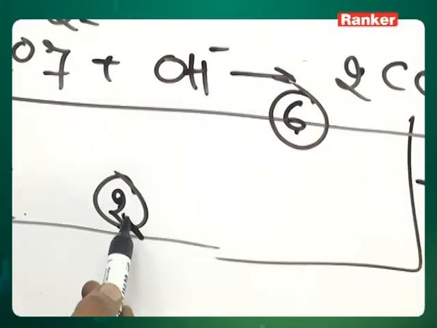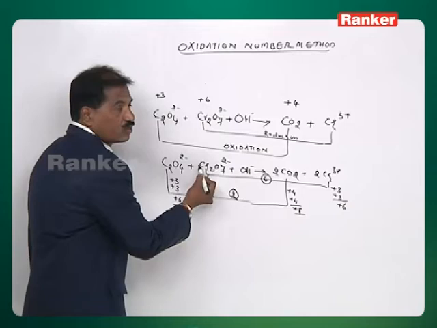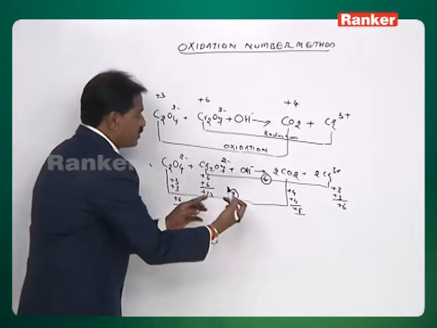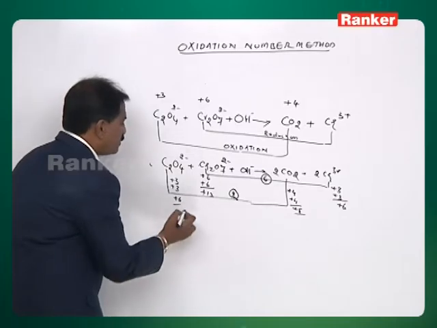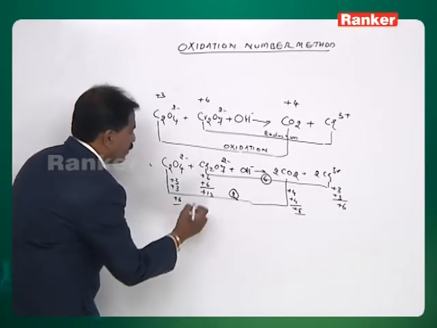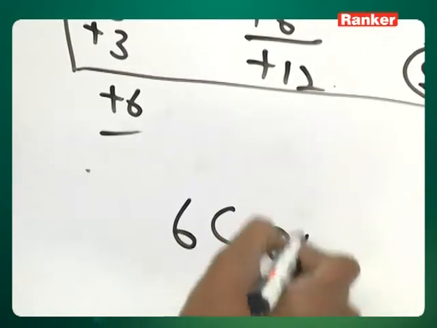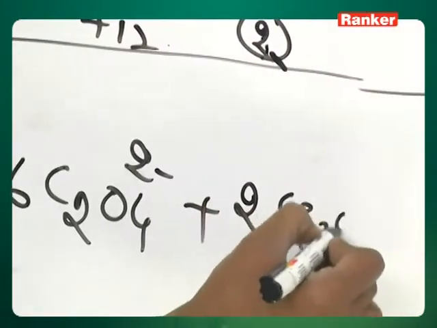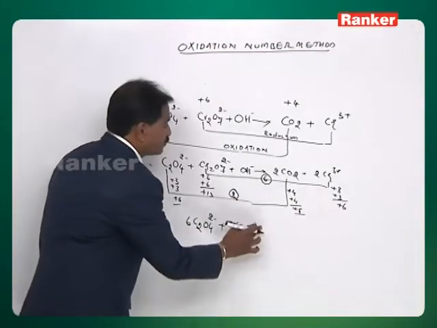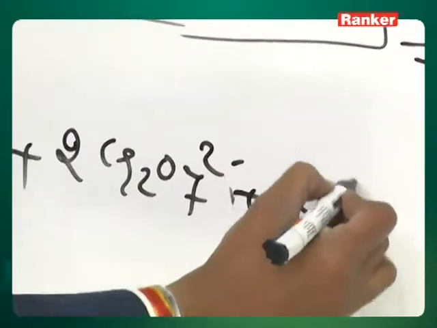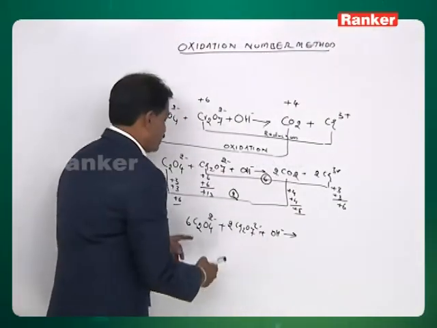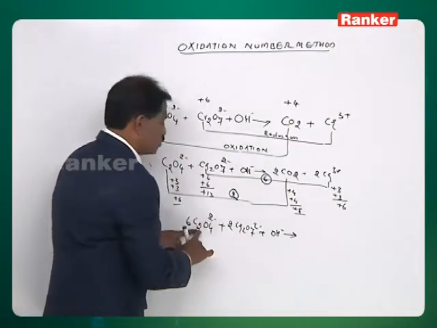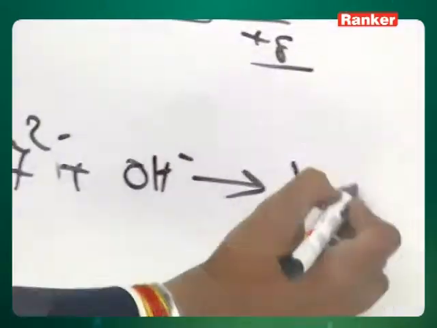Next, in the next step, exchange these numbers. That means you keep this 2 in front of the dichromate. You keep this 6 in front of the C2O4. Exchange the differences. So if you exchange the differences, here we will get 6 C2O4 2-. Next here 2 Cr2O7 2- plus OH minus. Here we have kept the 6. Therefore, this side also we have to equalize the carbon number. 6 means a total of 12 carbons. Therefore, directly put the 12 carbons.